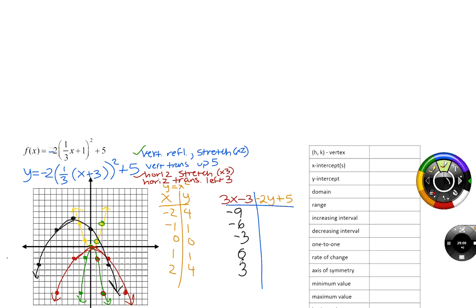And then I would do the y value changes to the original y values. So 4 would get plugged in here. Negative 2 times 4 is negative 8. Plus 5 is negative 3. And then I would continue that for each value.